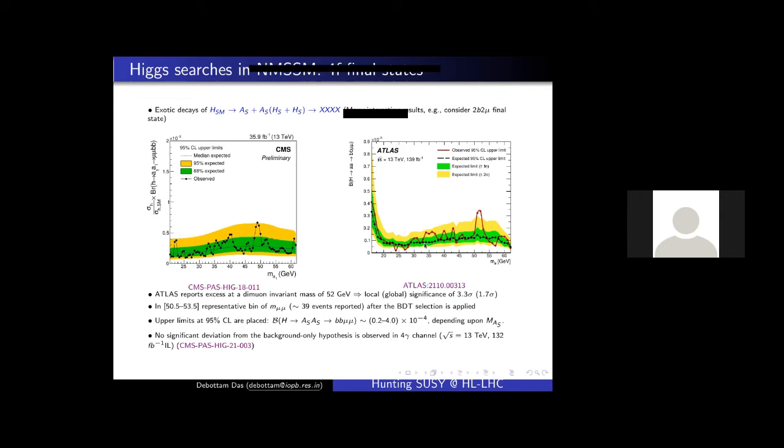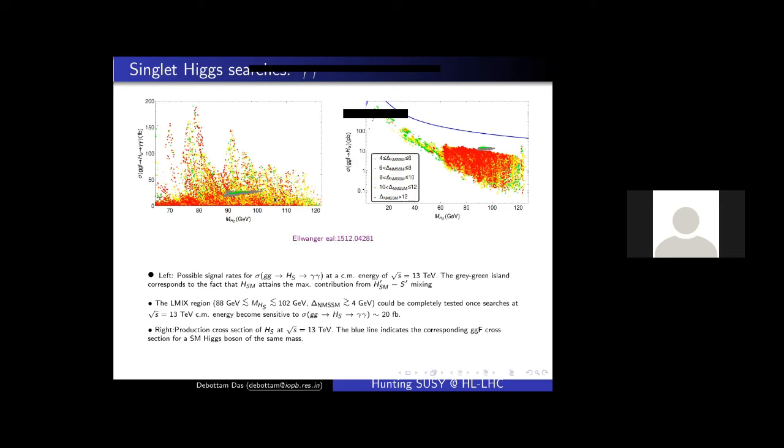Now coming to the singlet scalar Higgs searches. On the left hand side, you can see the plot which has been taken from this paper. This gray or blue region is the singlet doublet mixing scenario, which basically pushes up the standard model like Higgs boson mass. This large mixing region can be probed if the cross section of gg going to HS to 2 gamma reaches 20 femtobarn, and then one can try to constrain this part of the parameter space where the singlet scalar lies between 88 GeV and 102 GeV.